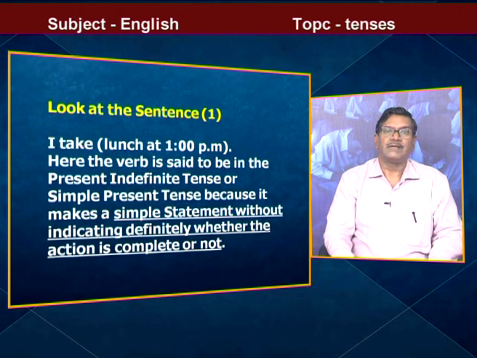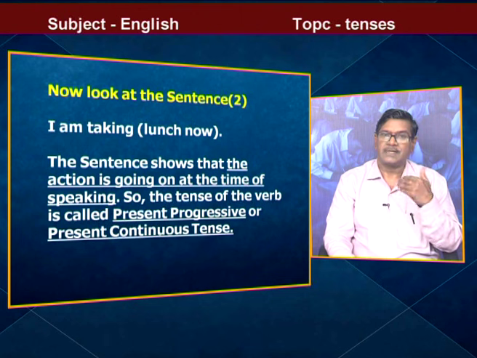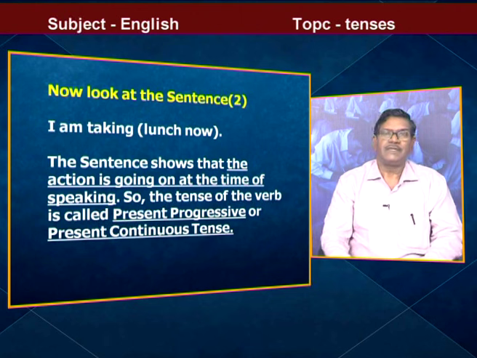Now look at sentence 1, I take lunch at 1 p.m. Here the verb is said to be in the present indefinite or simple present tense because it makes a simple statement without indicating definitely whether the action is complete or not. Now look at sentence 2, I am taking lunch now. That means the action is now in progress. The sentence shows that the action is going on at the time of speaking. So the tense of the verb is present progressive or present continuous tense.